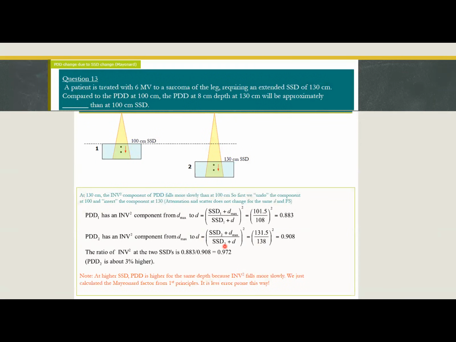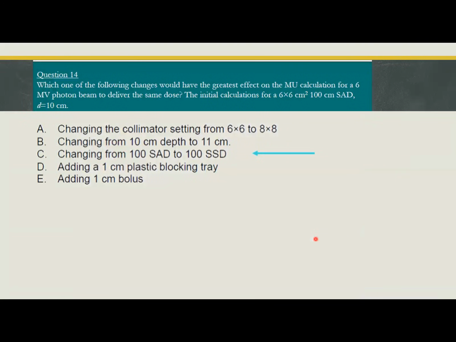A patient is treated with 6 MV to a sarcoma of the leg, requiring extended SSD. So here you need a Mayneord factor to incorporate for the PDD value at a certain depth. Which one of the following changes would have the greatest effect on the MU calculation for a 6 MV photon beam to deliver a similar dose? The initial calculation for 6 MV was at 100 cm SSD at 10 cm depth. So these are the options, and the correct answer is C, changing from 100 SAD to SSD.